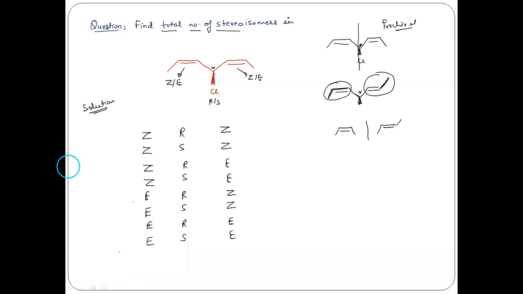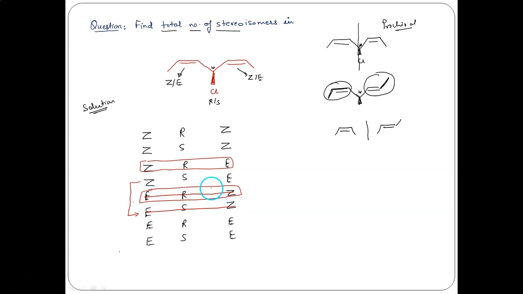Because the molecule is symmetric, left to right or right to left, the numbering on both sides would be the same and hence the IUPAC name would be the same. So clearly we can say that ZRE and ERZ are not two different things. So we can cut one possibility from there. Also ZSE and ESZ, one possibility can be cut. But more possibilities are duplicated.